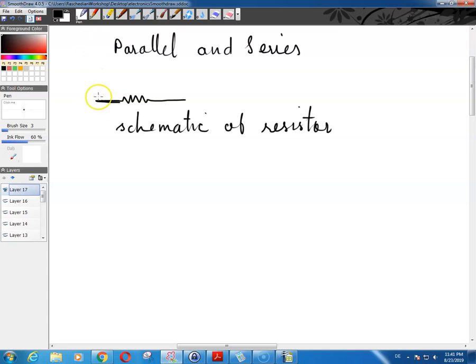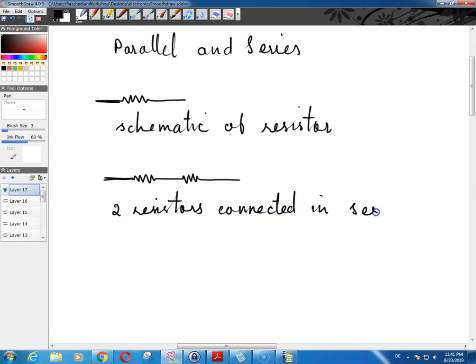Now if you have basically two resistors connected in this manner, these are two resistors connected in series. For example, this is R1 and, for example, R2. R1 and R2 connected in series.